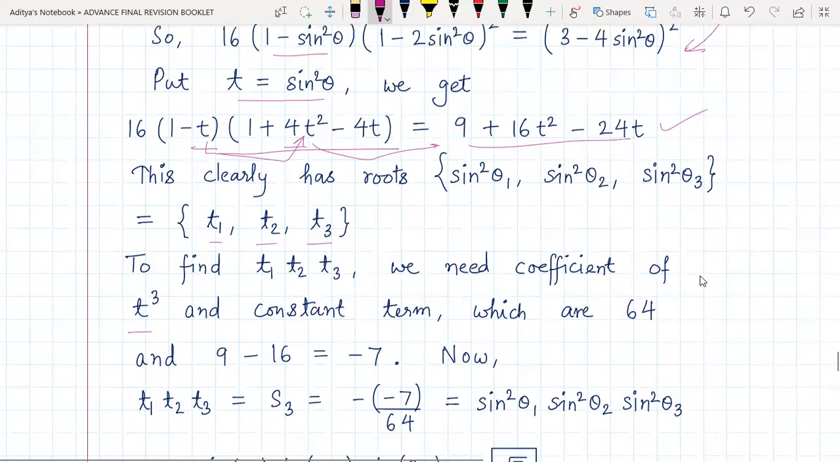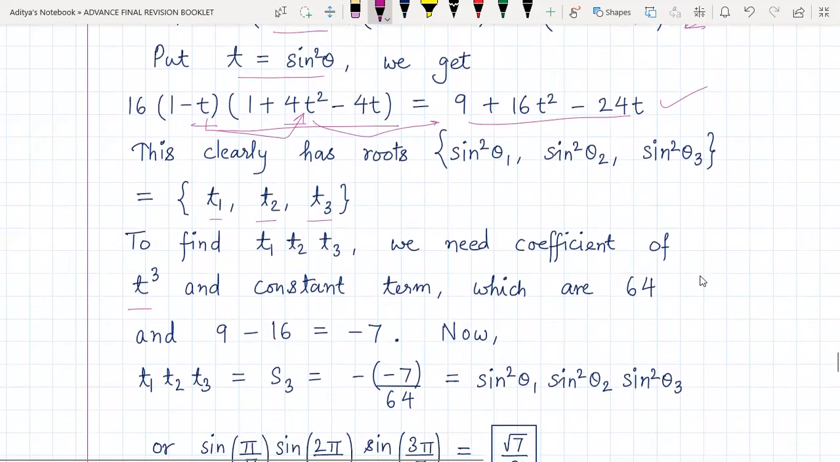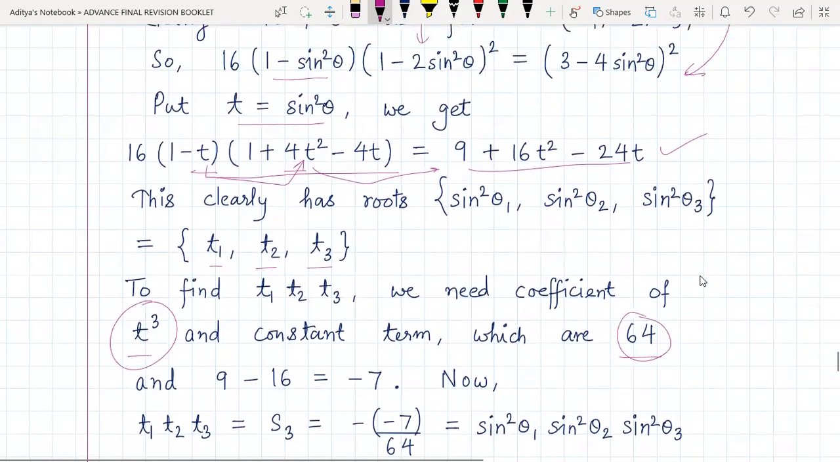Now actually the thing is, the coefficient of t cube, as we have said, is 64. Why is it 64? Don't forget the 16 outside. Indeed, it was minus 1 into 4, which was minus 4, but when it gets multiplied by 16 and transposed to the right hand side, it actually becomes 64. And what about the constant term? The constant term here would be 16 into 1 into 1, which is 16. When it is transposed to the other side, it becomes 9 minus 16, which is minus 7.